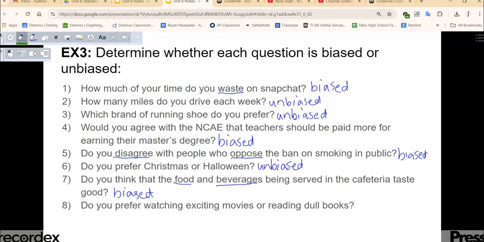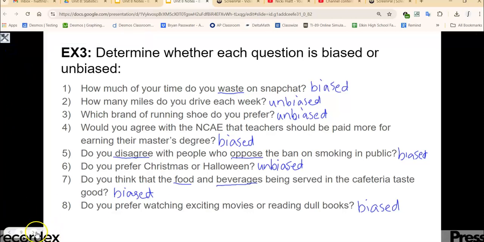And the last one, do you prefer watching exciting movies or reading dull books? This is a really extreme example of a biased question because clearly you are trying to get this person to say exciting movies, because who wants to admit dull books is their favorite? So that would be another example of a biased question. So whenever you craft questions for any type of survey or poll, you have to be careful to make them very unbiased if you want good results.